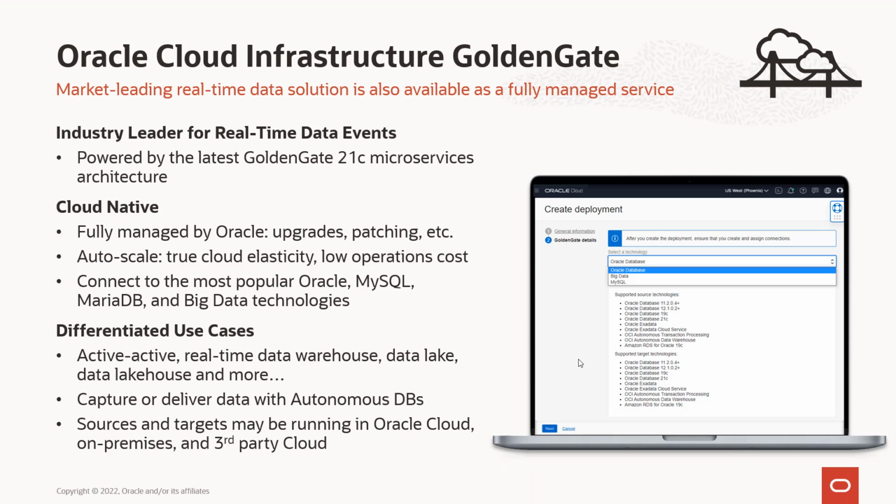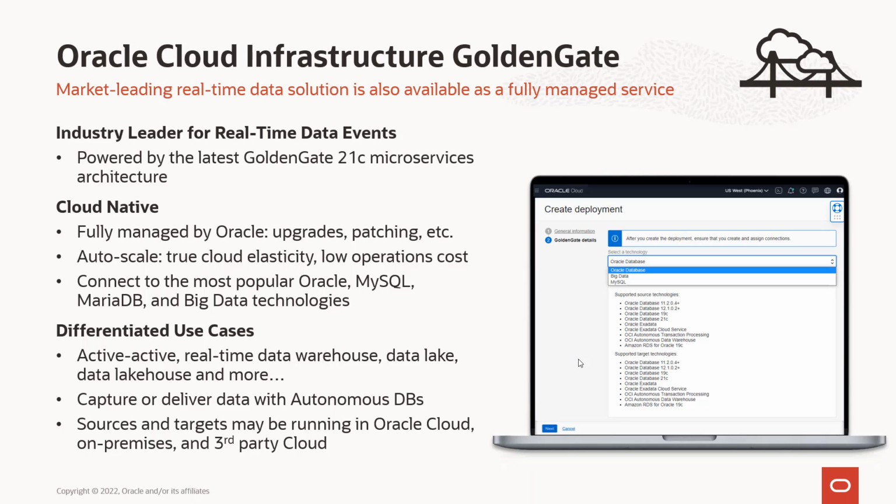Before we start, let's take a quick look at what is OCI GoldenGate, for those of you who are not aware of it. So this is a fully native Oracle managed cloud service for all your real-time data integration use cases. It is powered by the latest GoldenGate 21c microservices architecture, and it's fully cloud native, managed by Oracle. We take care of the upgrades, the patching, you have auto-scaling capabilities, and the service allows you to connect to the most popular databases out there, Oracle databases and all different kinds of Oracle databases, as we'll see, MySQL as well, MariaDB, along with big data technologies.